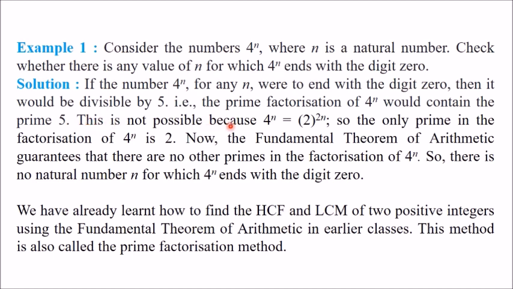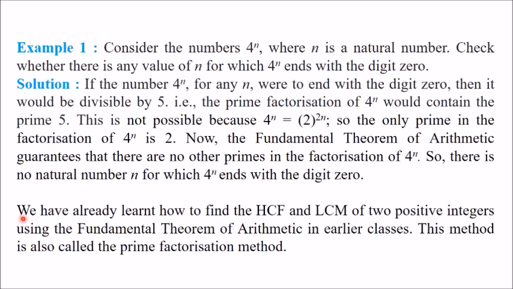This is not possible because 4 to the power n is equal to 2 to the power 2n. So the only prime in the factorization of 4 to the power n is 2. Now the fundamental theorem of arithmetic guarantees that there are no other primes in the factorization of 4 to the power n. So there is no natural number n for which 4 to the power n ends with the digit 0.